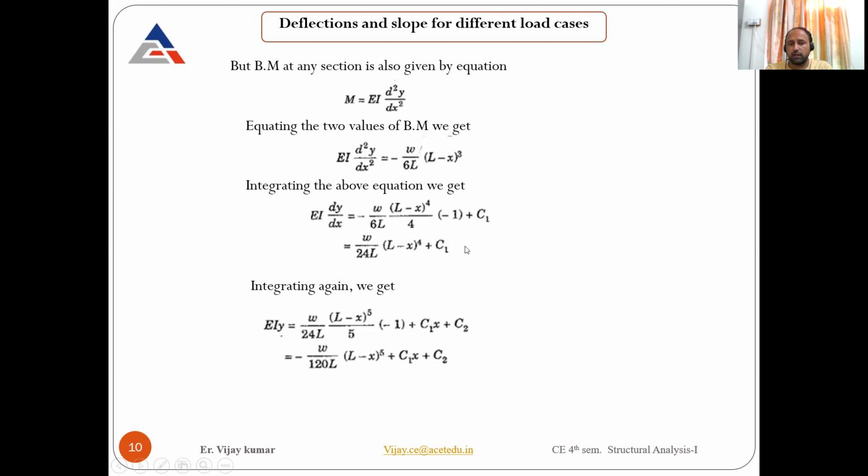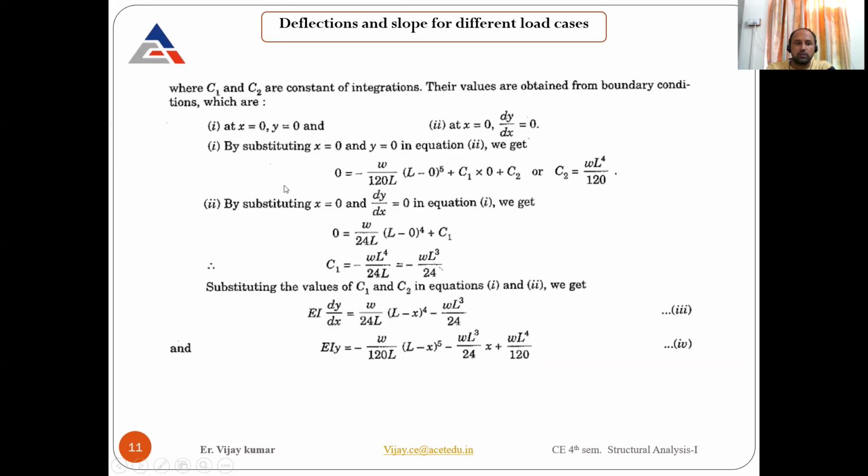Now we have to find C1 and C2. We know the boundary conditions again. C1 we need to find in the first case. If you consider x equal to 0, dy/dx will be 0 when x is equal to 0. y is also 0 when x is equal to 0. These are the values already mentioned. So C1 and C2 are the constants of integration, and their values are obtained from the boundary conditions.